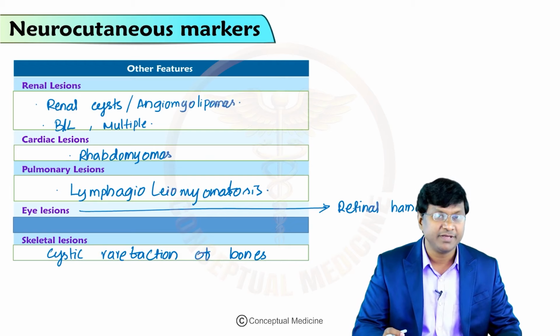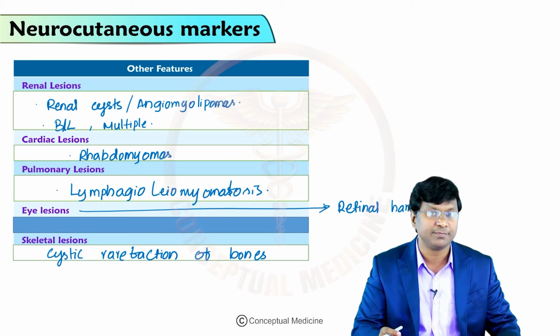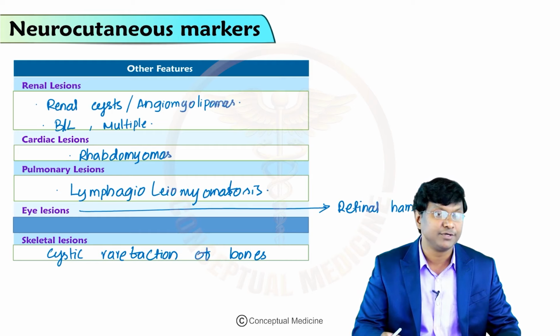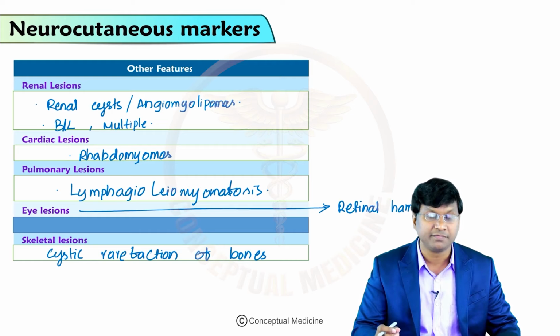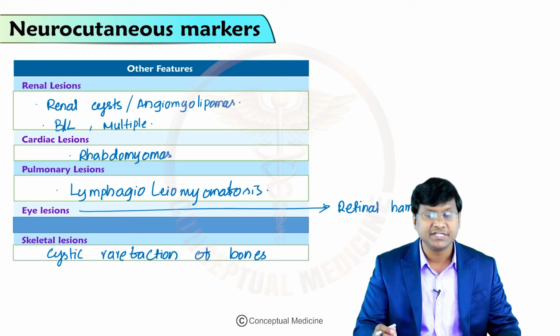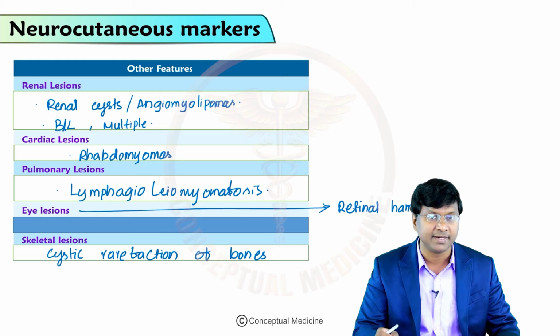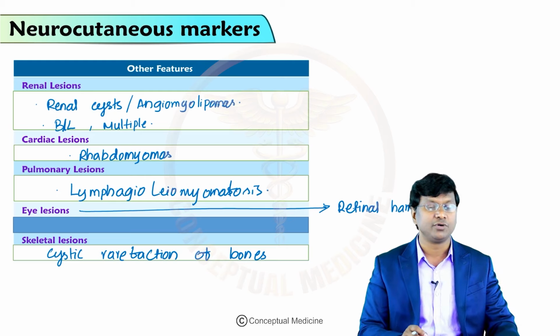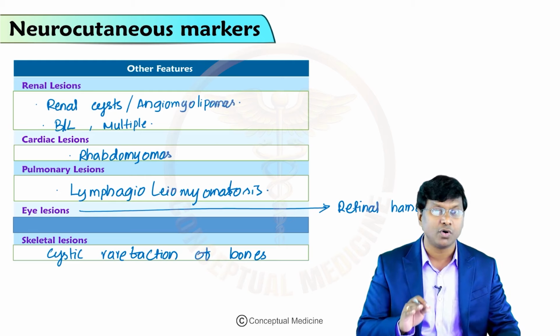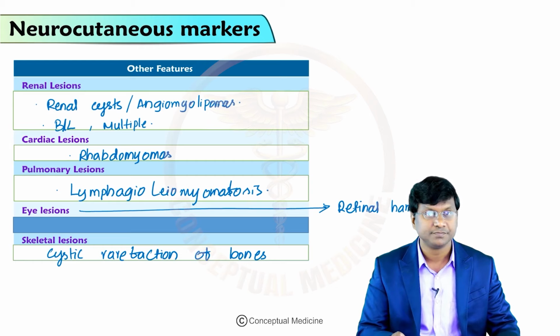So renal lesions will be in the form of renal cysts or angiomyolipomas, and that too bilaterally, and often they are multiple in number. Cardiac lesions will be in the form of rhabdomyomas. Pulmonary lesions will be in the form of lymphangioleiomyomatosis. Eye lesions will be in the form of retinal hamartomas. Skeletal lesions will be in the form of cystic rarefaction of the bones of the fingers or the toes.